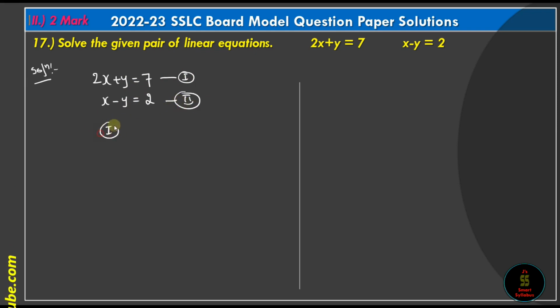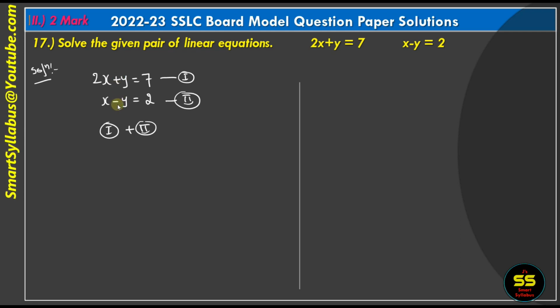Now, 1 plus 2. We have to add these 2 equations. Why am I going to add them? Because y has a plus sign in one equation and a minus sign in the other. When the variables have the same coefficient and opposite signs, we have to add. If they have the same sign, plus plus or minus minus, even though their coefficients are the same, in such a case we have to subtract the equations. Hope you know all these methods; this is just revision.